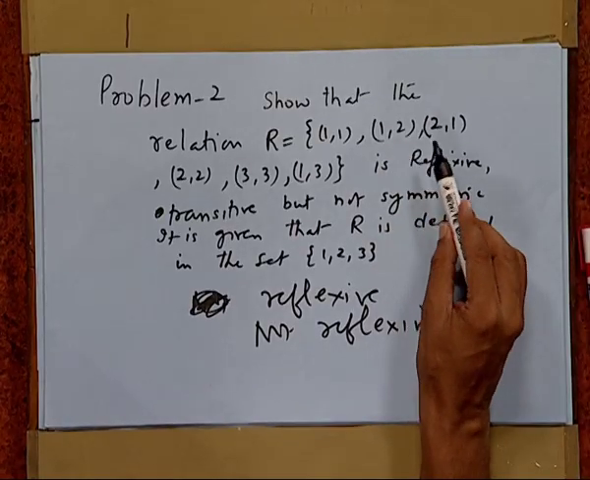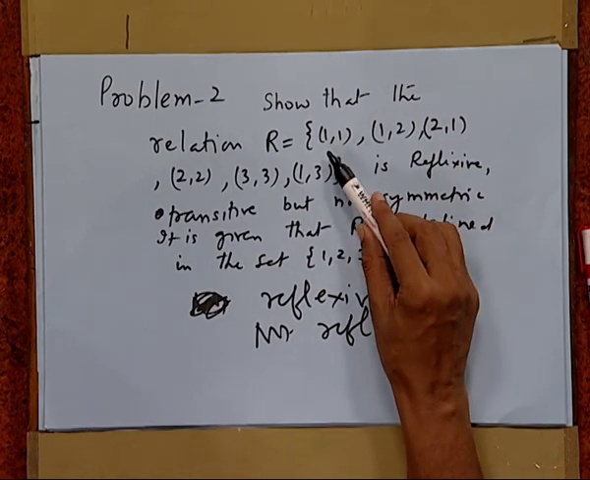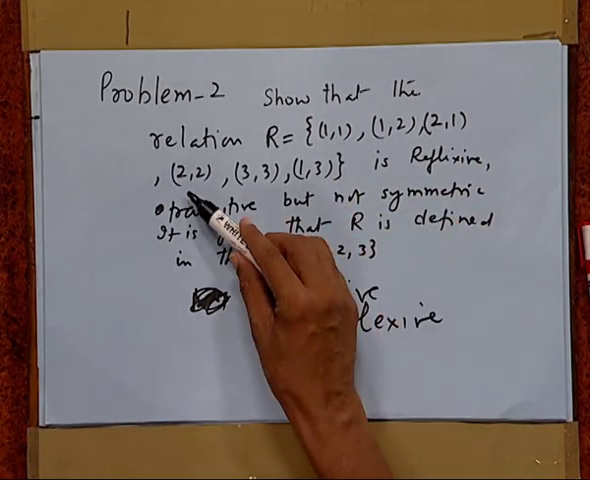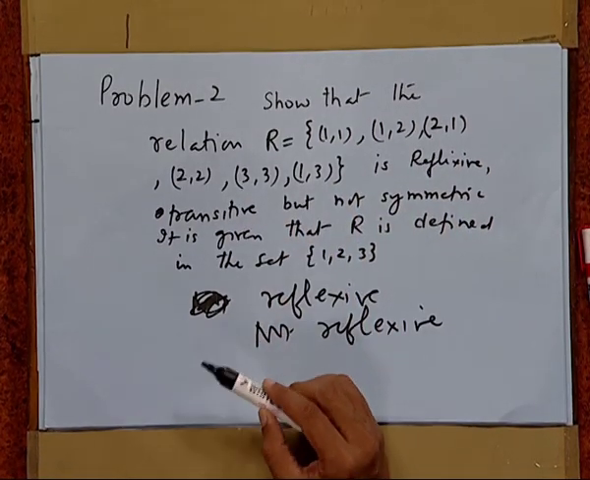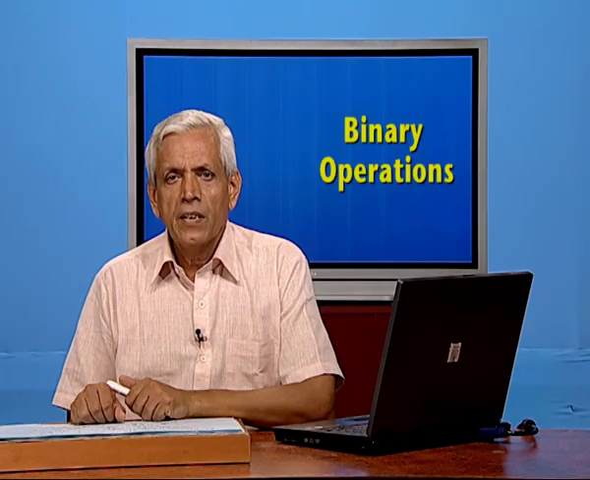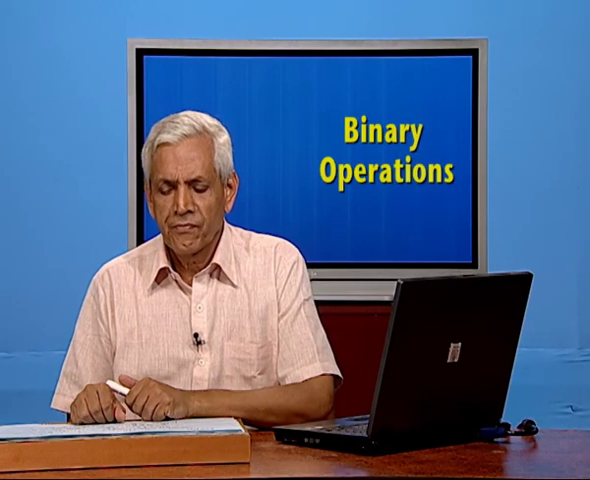It is transitive because we have (1, 2) belongs to R, also (2, 1) belongs to R, and (1, 1) as well as (2, 2) belongs to R. So, it is transitive.